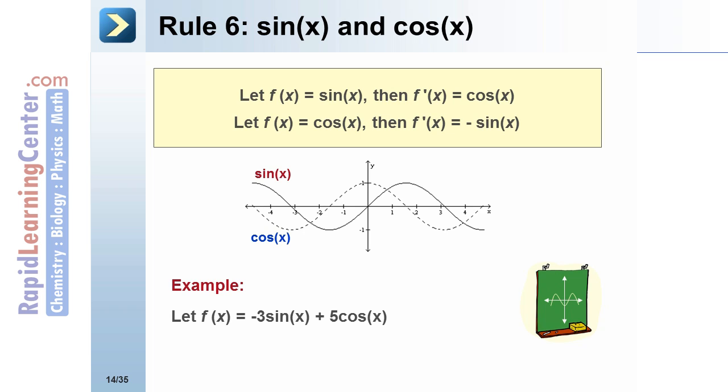Let's say we're finding the derivative of f of x equals negative 3 sine of x plus 5 cosine of x. The derivative is going to be the derivative of the two individual pieces. The derivative of negative 3 sine of x equals negative 3 cosine of x, while the derivative of a positive 5 cosine of x becomes negative 5 sine of x. This makes the derivative f prime of x equal to negative 3 cosine of x minus 5 sine of x.